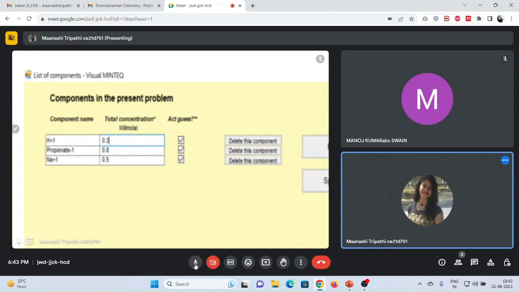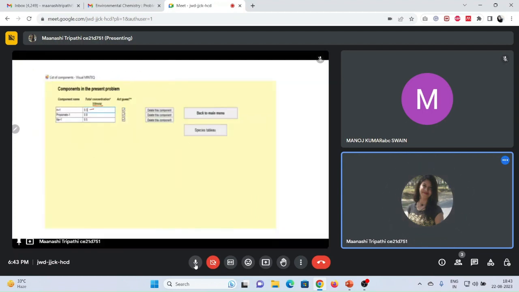As you can see, H plus is 0.3 because it is millimolar concentration. Propionate is 0.8. And see, one important thing.